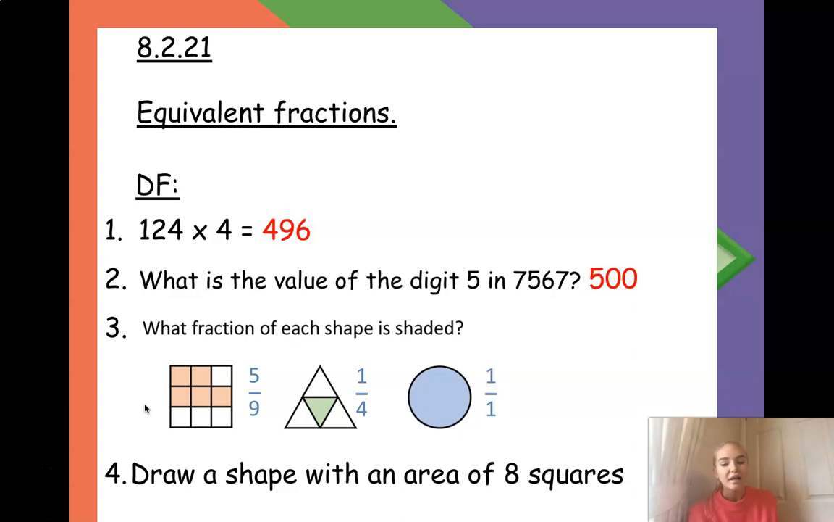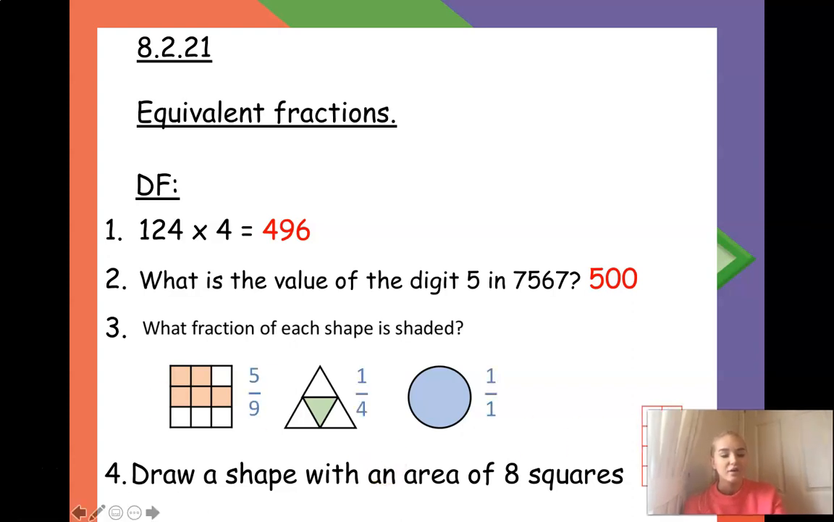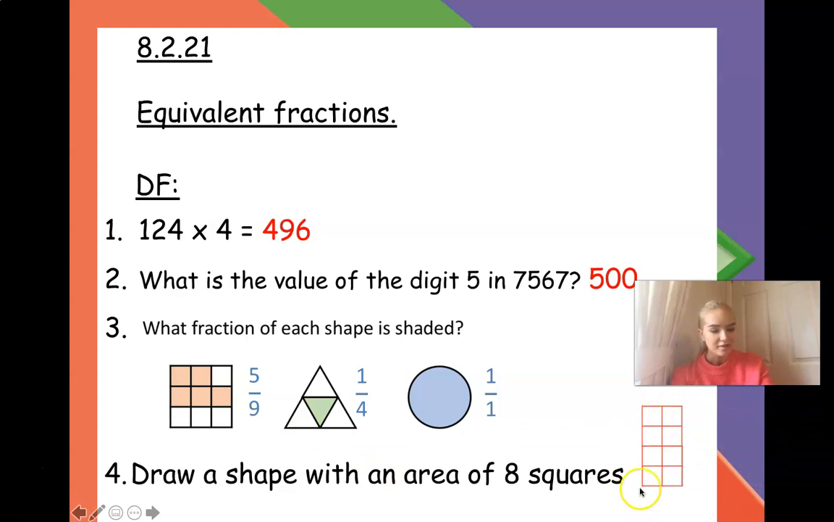Okay, now finally, draw a shape with the area of 8 squares. You could have a shape like this. It could be the other way around. As long as you've got an area of 8 squares and your shapes are all touching by the sides, not the corners, that is classed as a shape with an area of 8 squares.